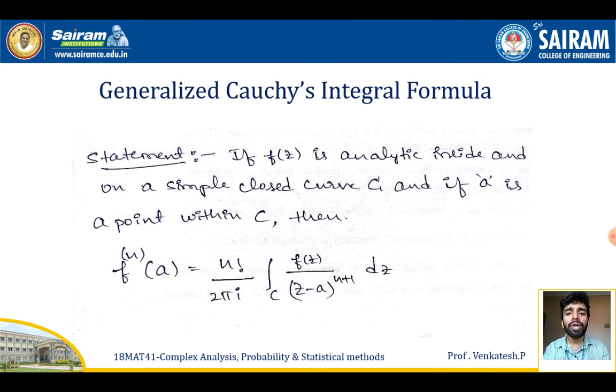That I am going to explain by using the general Cauchy's integral formula. The statement is like this. If f of z is analytic inside and on a simple closed curve C, and if a is a point within C, then f power n of a is equal to n factorial by 2 pi i integration over the region C, f of z by z minus a whole power n plus 1 dz. This formula can be applicable when the z minus a whole power n plus 1 term is there. Now we'll see how to solve this.